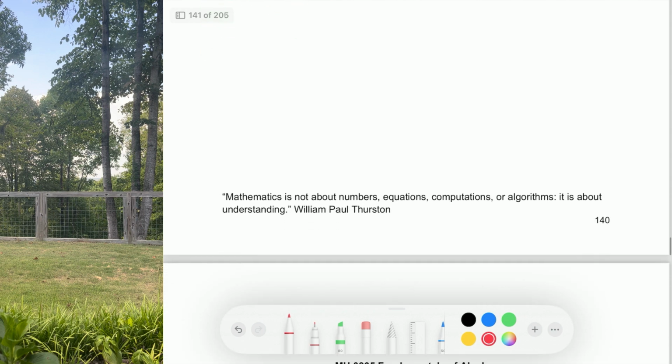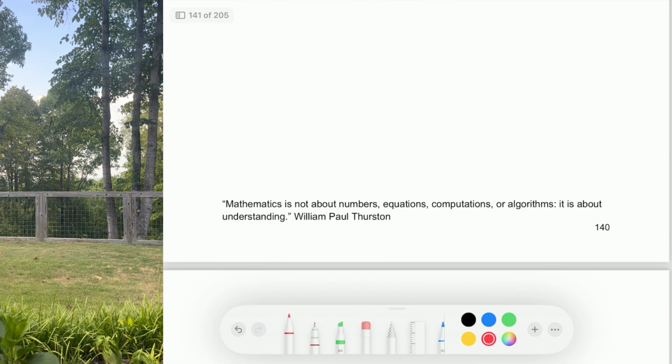All right, let's read our quote. Mathematics is not about numbers, equations, computations, or algorithms. It is about understanding. William Paul Thurston.